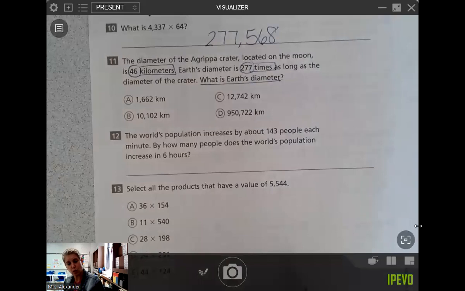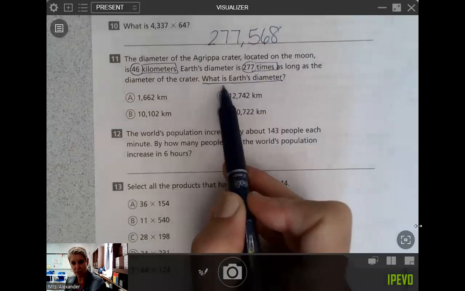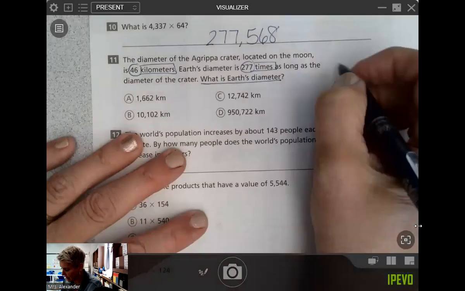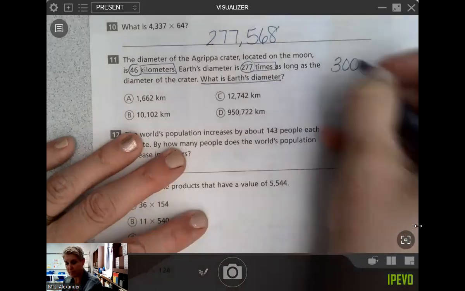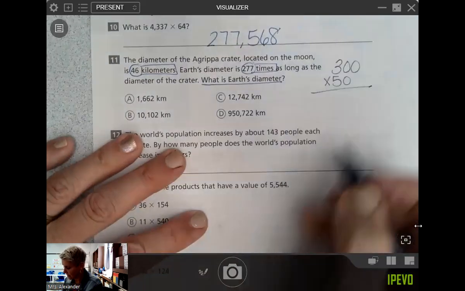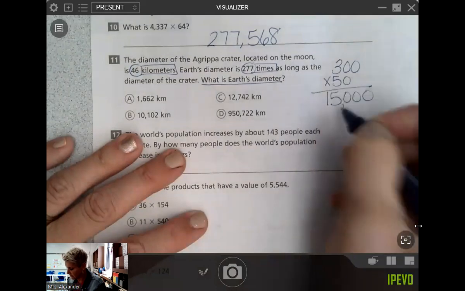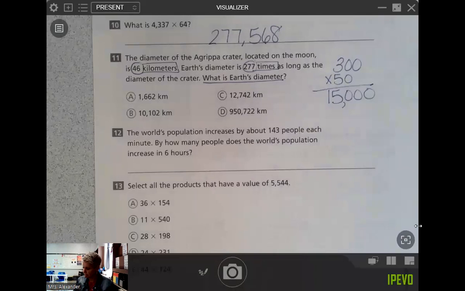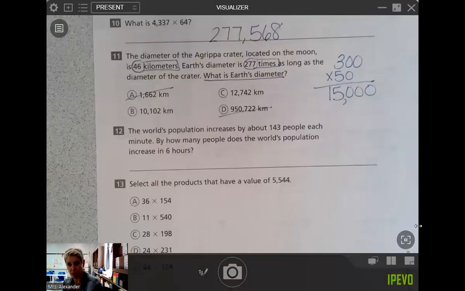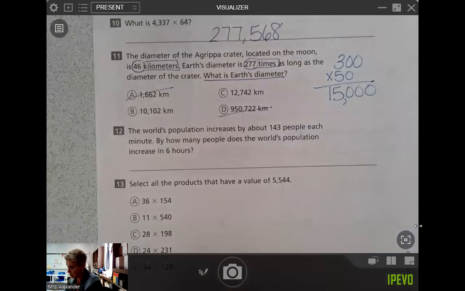I'm going to use rounding and estimating. I know it says about how much is Earth's diameter, but I want to see if it'll get me close to one of these. So 277 is about 300. 46 is about 50. So if I do this multiplying, 3 times 5 is 15 with my 3 zeros, 15,000. So I know it can't be A. And I don't think D is reasonable. These two, I'm going to see what happens.